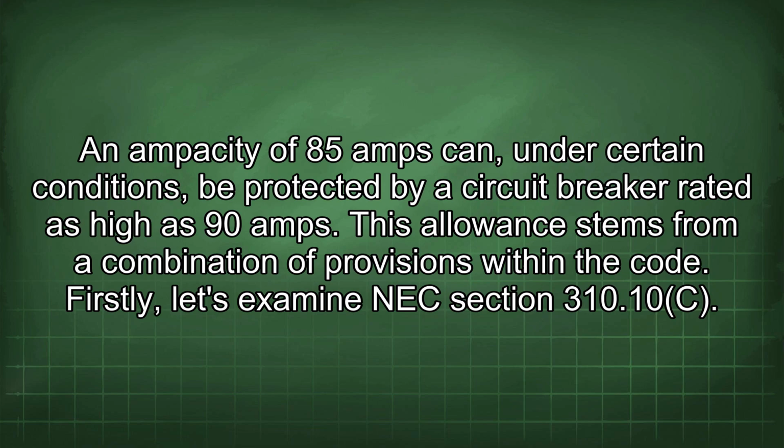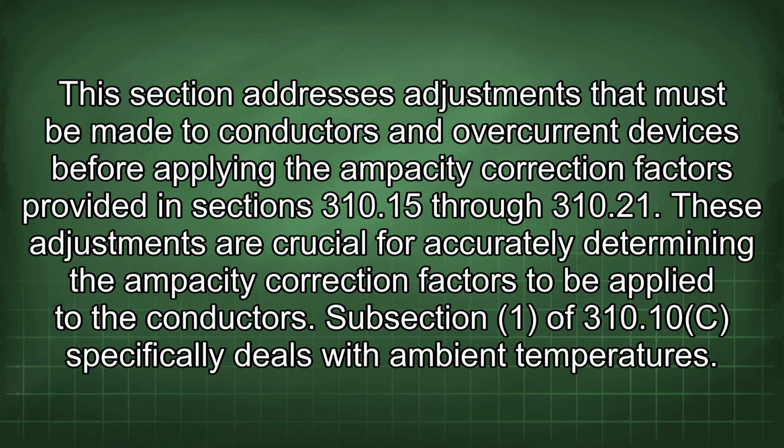Firstly, let's examine NEC section 310.10(C). This section addresses adjustments that must be made to conductors and overcurrent devices before applying the ampacity correction factors provided in sections 310.15 through 310.21. These adjustments are crucial for accurately determining the ampacity correction factors to be applied to the conductors. Subsection 1 of 310.10(C) specifically deals with ambient temperatures.